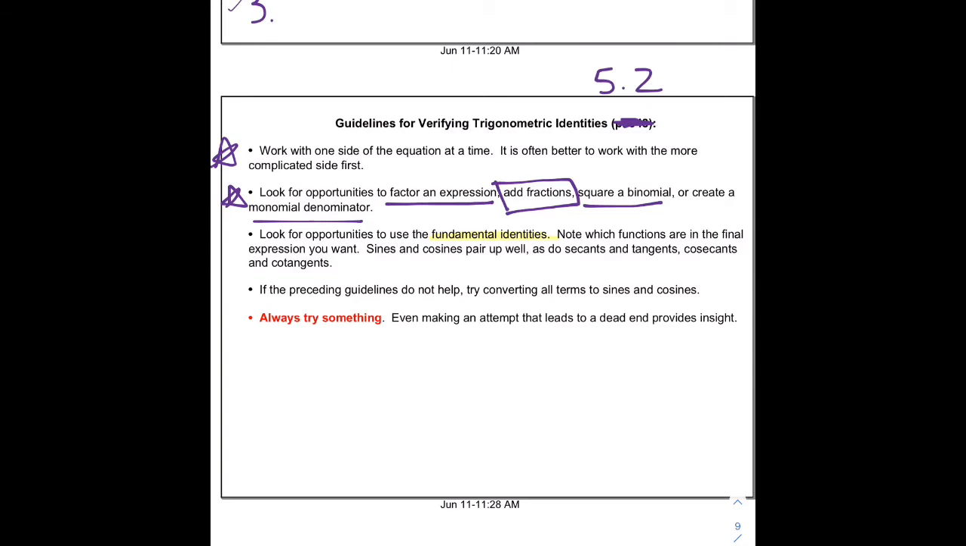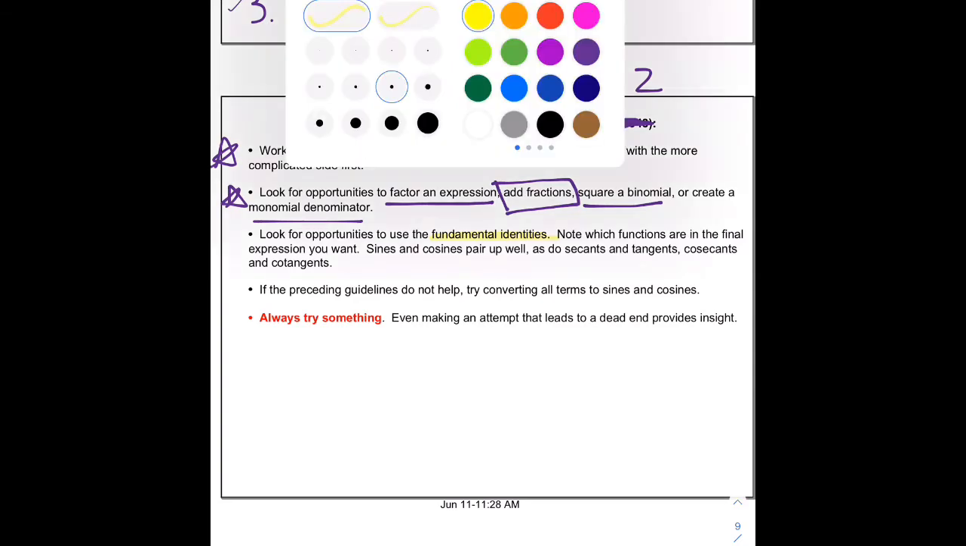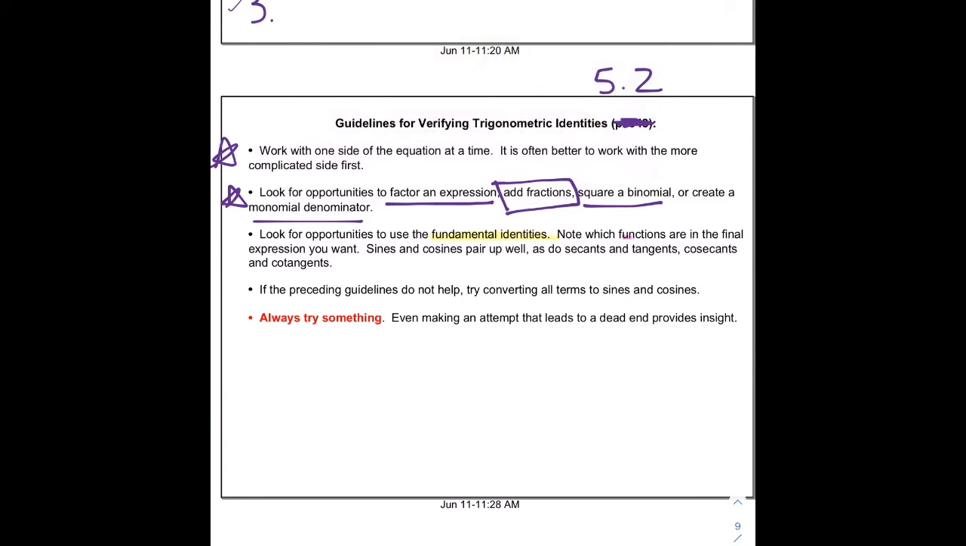So I always keep your goal in mind. I can't stress that enough. Look at what trig functions are in the final expression you want. If everything in the final expression is tans and you are lost in cosecants, you're probably not on the right track. And we practiced some of this in the previous part. Sines and cosines pair up well. So when in doubt, put everything in terms of sines and cosines. Secants and tangents pair well, and cosecants and cotangents do the Pythagorean identities.